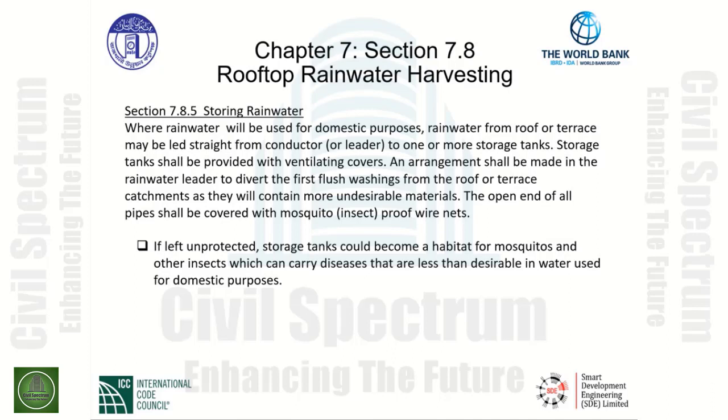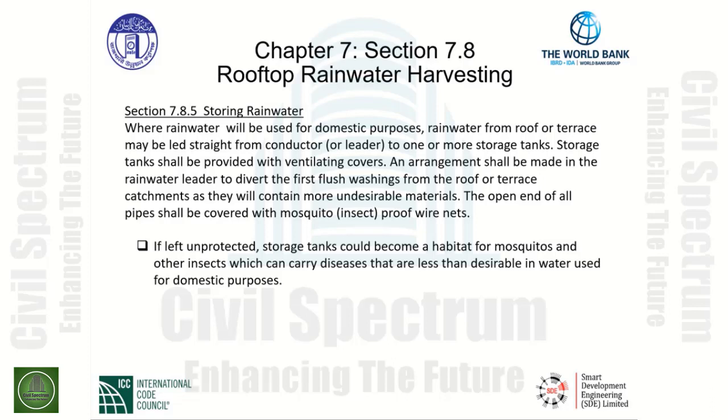Storing rainwater is the second component. First is the harvesting. We look at the roof, we look at the wall surfaces. Now, section 7.8.5 introduces where rainwater will be used for domestic purposes. Rainwater from roof or terrace may be led straight from conductor or leader to one or more storage tanks. Storage tanks shall be provided with ventilating covers.